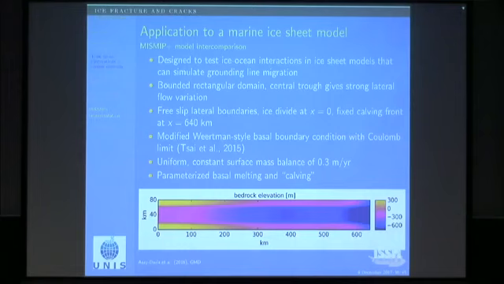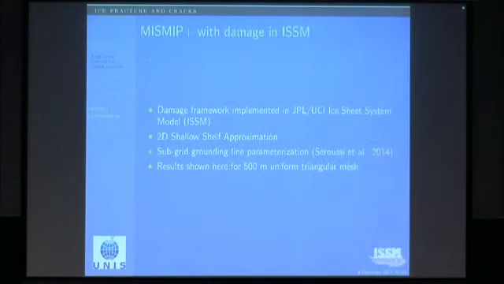The details of the rest of the model setup are maybe not so important, but I've implemented this damage framework in the Ice Sheet System Model, which is the NASA JPL, UC Irvine model. I maybe didn't stress this earlier, but pretty much always when we're modeling ice shelves, we work with a depth-integrated set of equations, because we don't have any vertical variation in velocity, or at least it's negligible in an ice shelf because there's no basal shear stress. So we can work in 2D, which is nice.